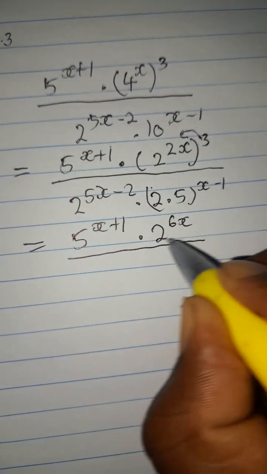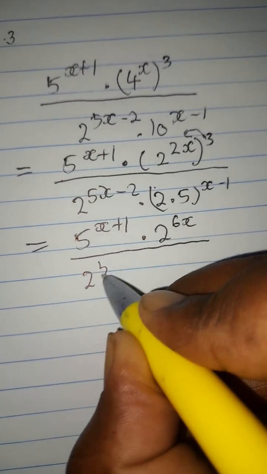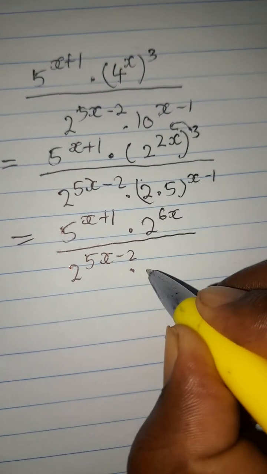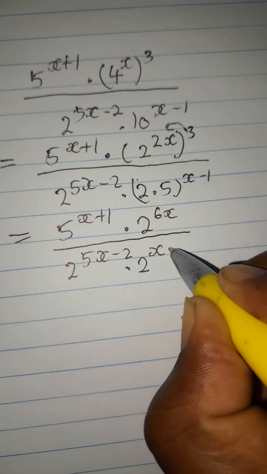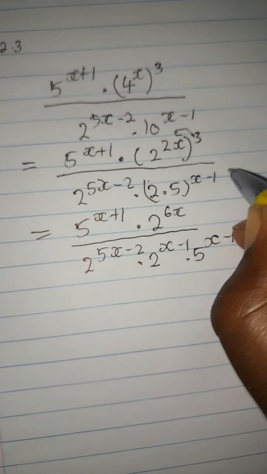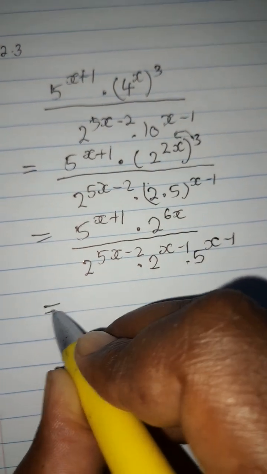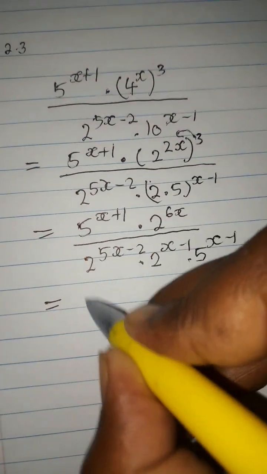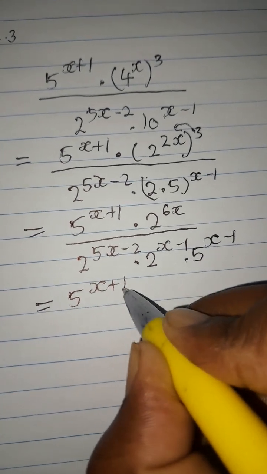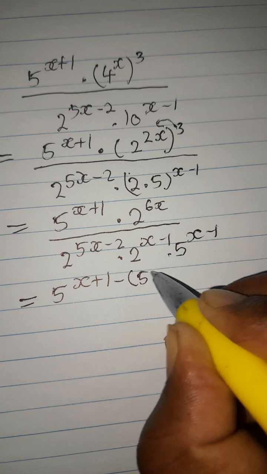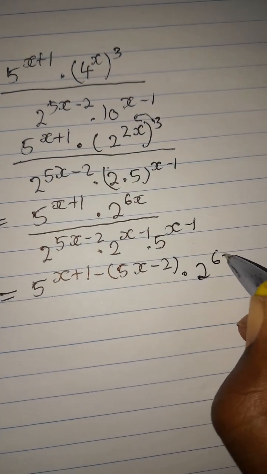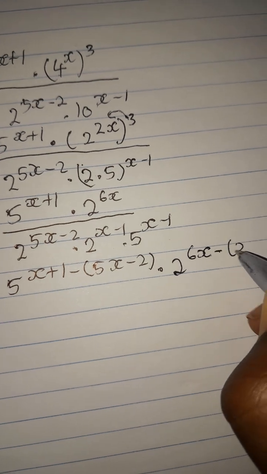We would have done with the numerator. So we have 2 to the power of 5x minus 2. Everything here will be powered by x minus 1, powered by 5x minus 1 there, powered by x minus 1. Then we apply the laws. Same bases in the division, you subtract. So this will be x plus 1 subtracted by 5x minus 2, multiplied by 2 to the power of 6x minus x minus 1.